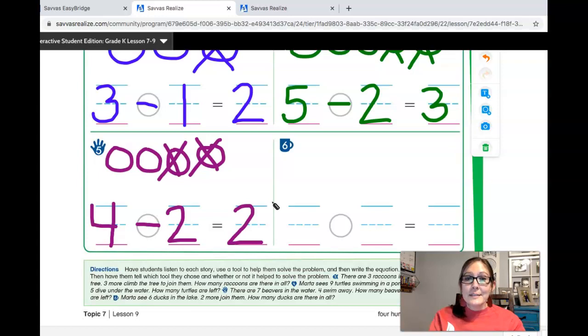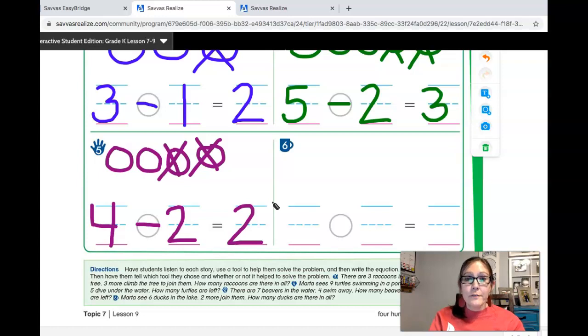There were 6 ducks in the lake. One of the ducks flies away. How many ducks are left? Listen one more time and then push pause. There were 6 ducks in the lake. One of them flies away. How many ducks are left? Go ahead and push pause.